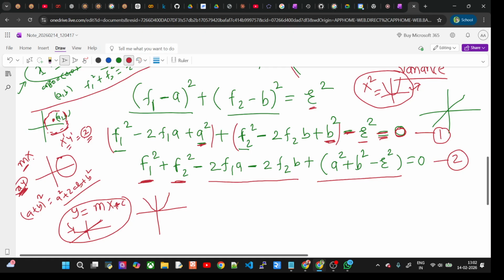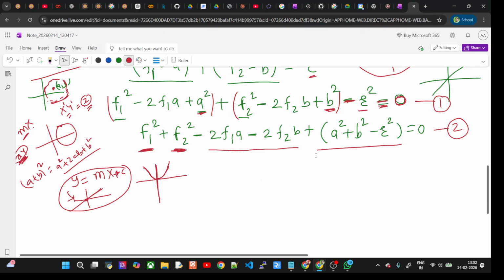So here f1 square, f2 square show some kind of non-linear relationship, like a parabola. Equation 2 is not a linear relationship, because you already know this is the circle equation. A circle is not linear, so it's a completely non-linear relationship equation. So this is my equation, and this is what we got. Now this is the main thing about kernel PCA.